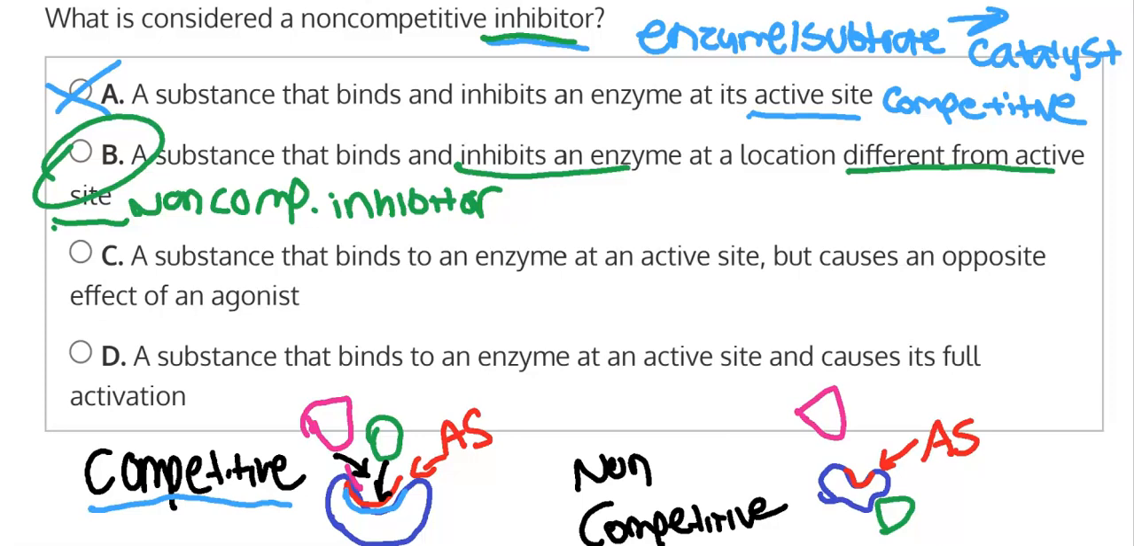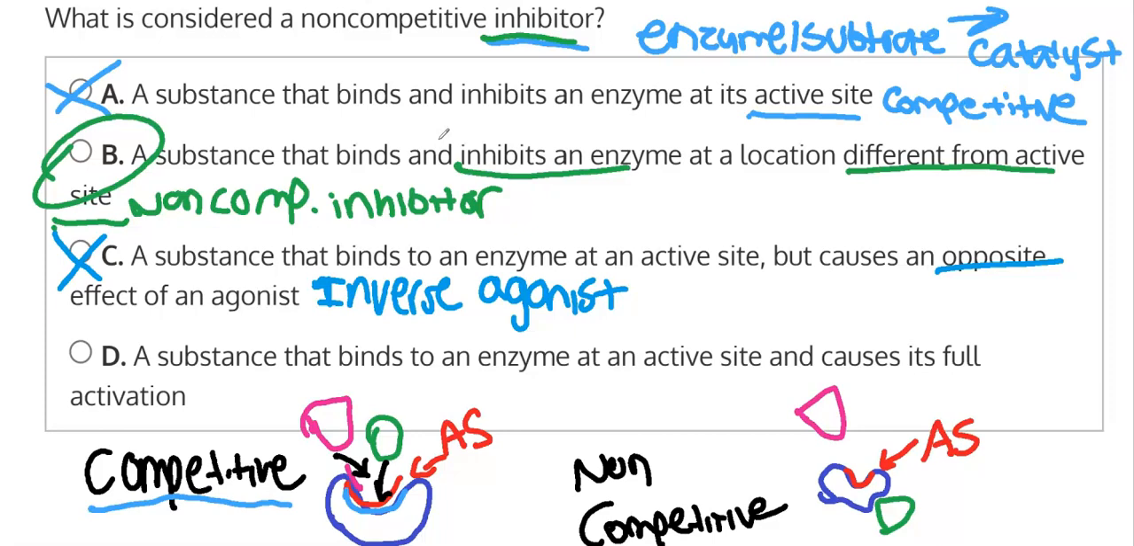Now, taking a look at option C over here, it's saying a substance that binds to an enzyme at an active site but causes an opposite effect of an agonist. This is an example of an inverse agonist, because it's not antagonizing, it's agonizing. It's causing some sort of reaction, but it's inverse. It's the opposite type of reaction. So that would be the definition of that term. So we can eliminate that because that's not what we're looking for.